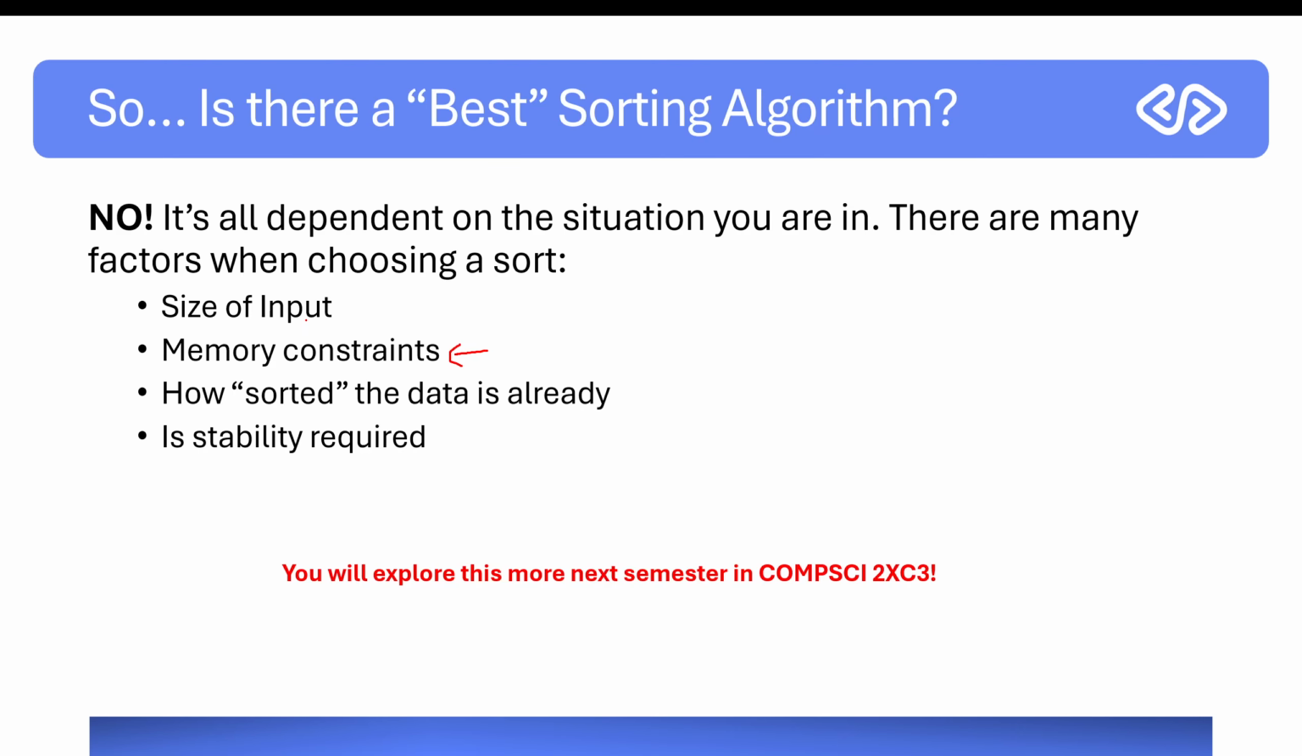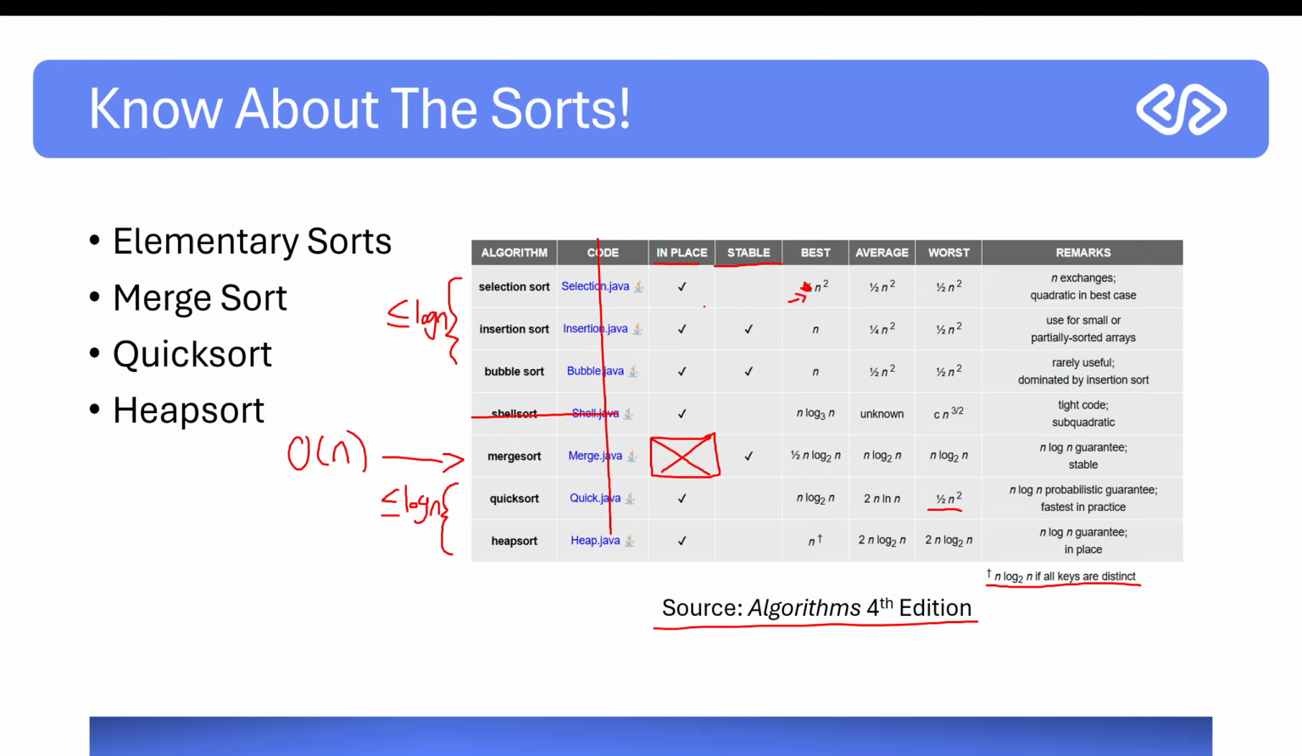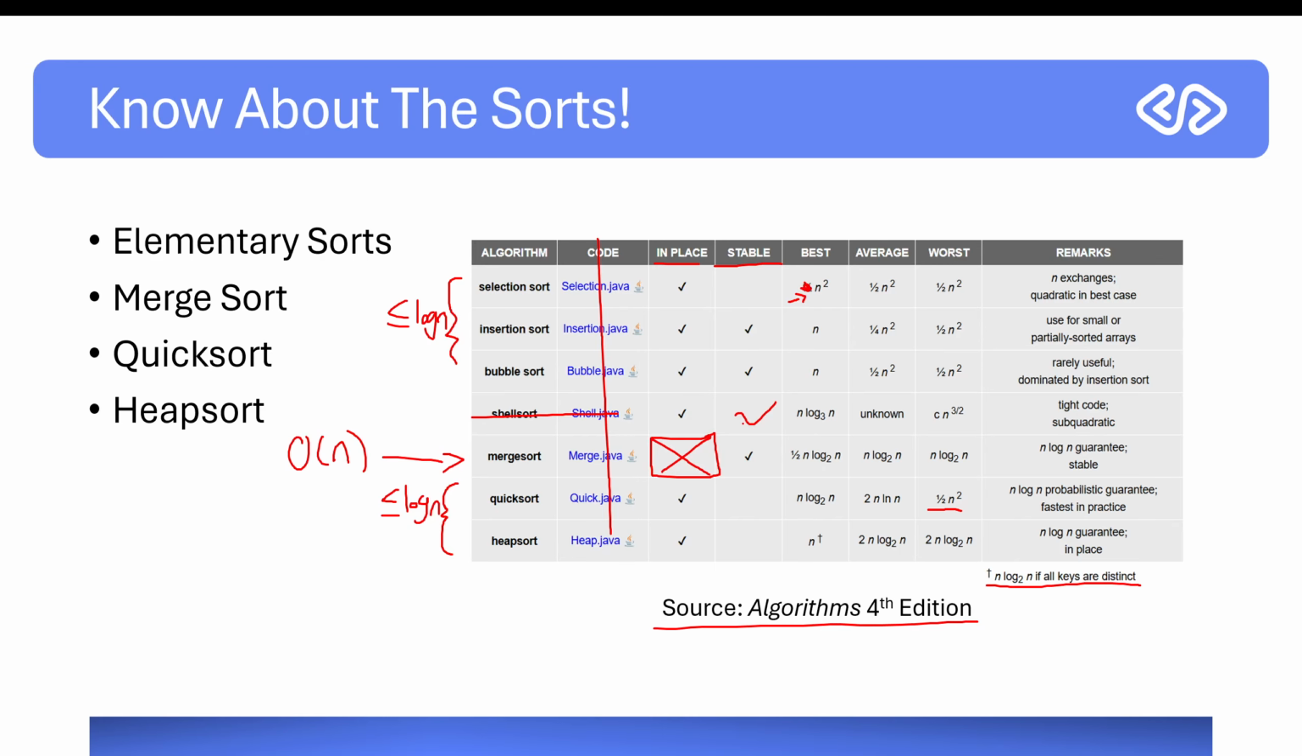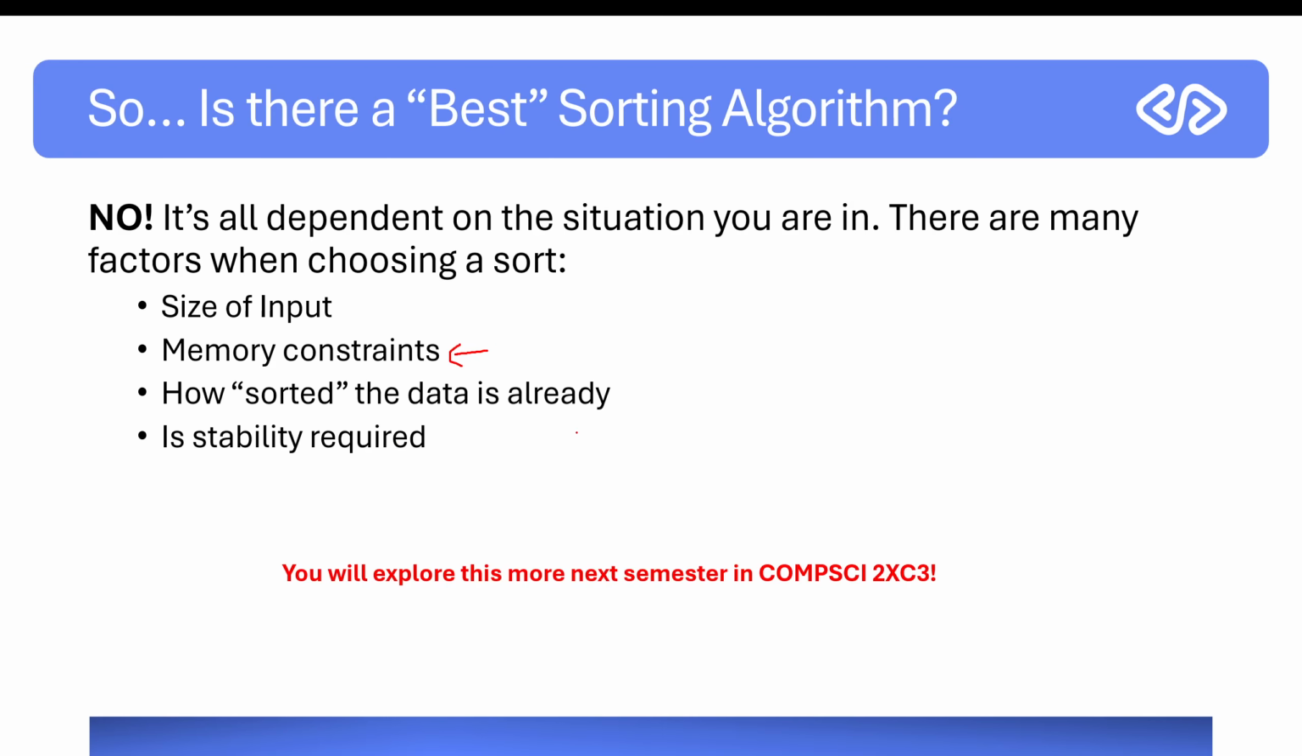And yeah, you'll explore this a lot in 2xc3. What I'm trying to get at is that there is no general best. If one day we have the holy grail of sorting where you have check marks across the board and it's n log n, that would be the best. But we don't have that as of today. We still don't know if there is a holy grail of comparison sorting. So it's going to be scenario based because of that, and you're going to explore that in 2xc3.